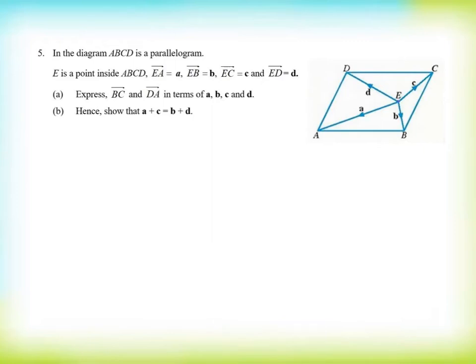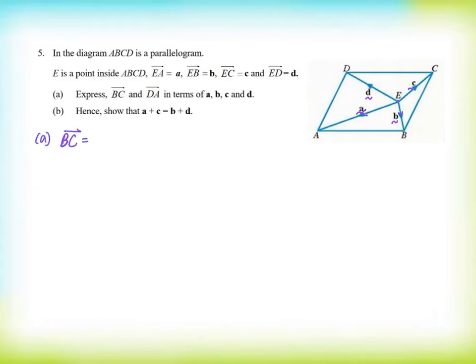And they tell me that vector EA in this direction is given as a. And EB in this direction is the vector b. EC is c, and ED is d. Okay, so now we have a couple of different vectors over here. Now we have to find what is the vector for BC.